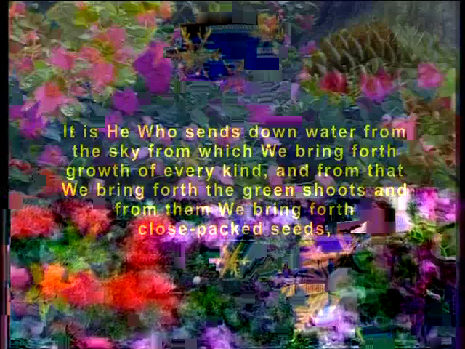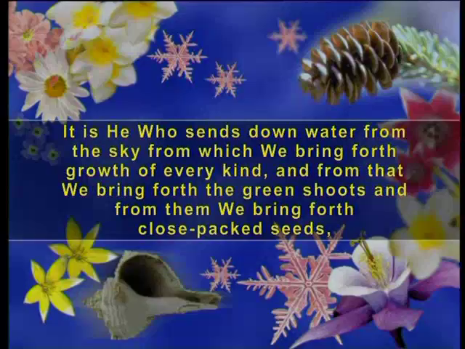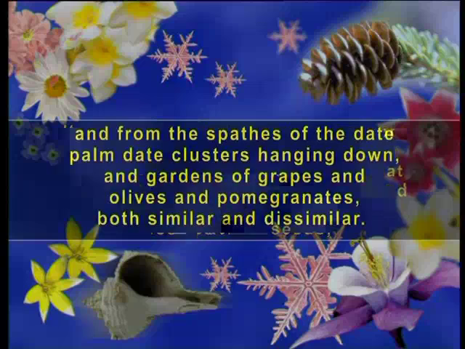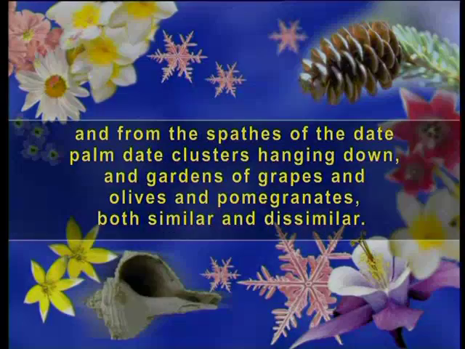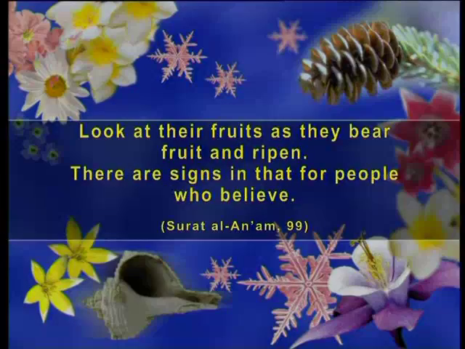It is He who sends down water from the sky, and with it we bring forth shoots of every kind, and from that we bring forth green stems, and from them grains arranged in layers, and from the spathes of the date palm, date clusters hanging down, and gardens of grapes and olives and pomegranates, both similar and dissimilar. Look at their fruits as they bear fruit and ripen. There are signs in that for people who believe.